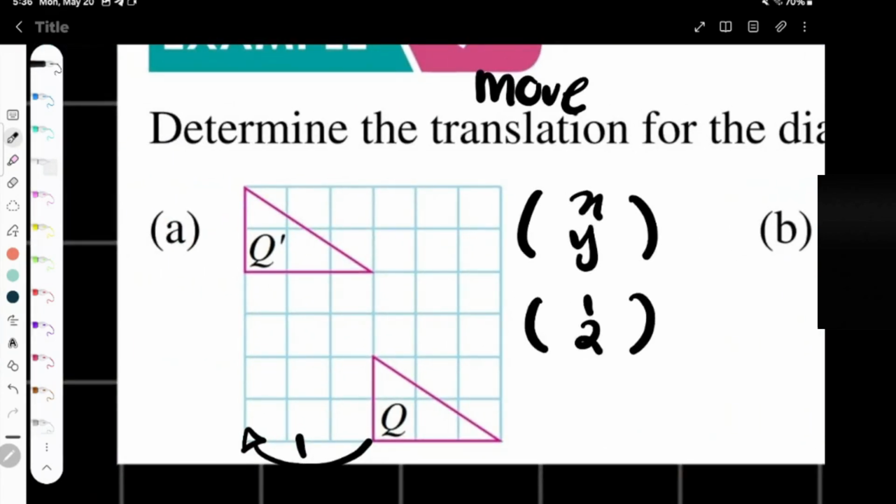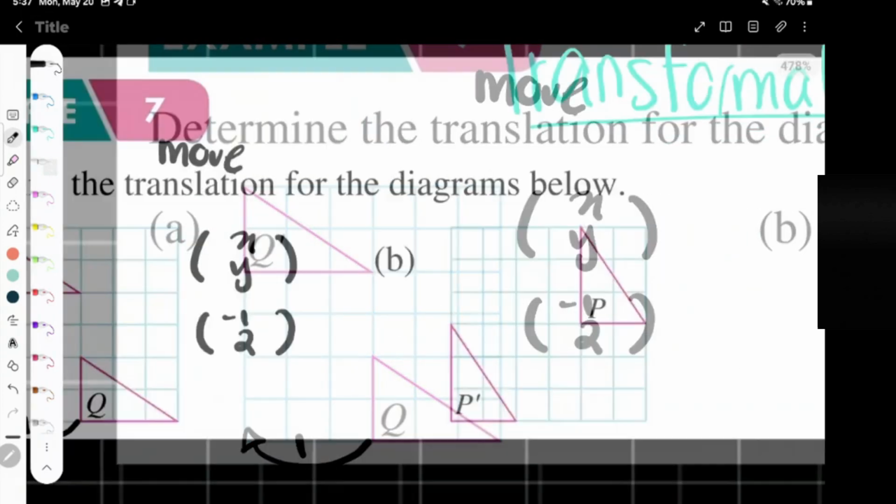But this is not perfect, right? Because you have to remember, if it's positive, positive is moving to the right for x. So is it moving to the right? No, it's moving to the left, right? So it should be negative. For y, if it's moving up, it will be positive. So this should be positive, correct lah. So the answer is like this. Okay. Now let's look at this one here.